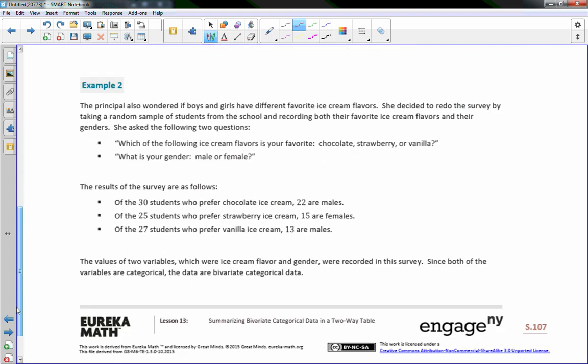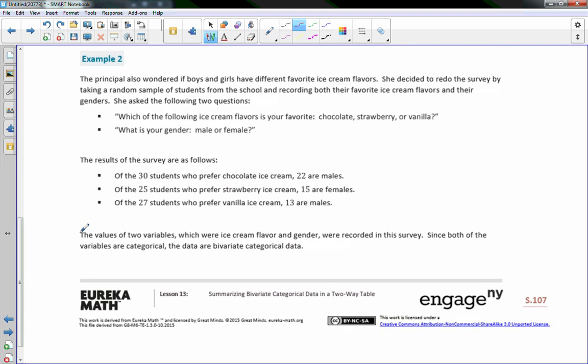Okay, example 2. The principal also wondered if boys and girls have different favorite ice cream flavors. She decided to redo the survey by taking a random sample of students from the school and recording both their favorite ice cream flavor and their genders. She asked the following 2 questions. Which of the following ice cream flavors is your favorite, chocolate, strawberry, or vanilla? What is your gender, male or female? The results of the surveys are as follows.